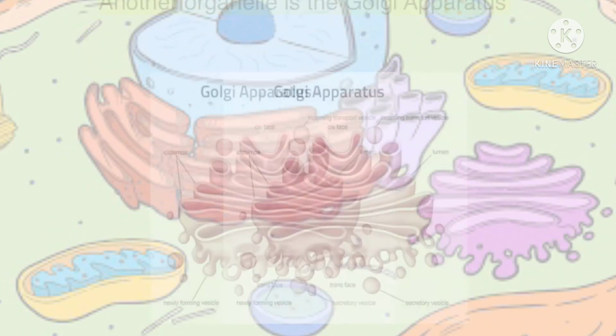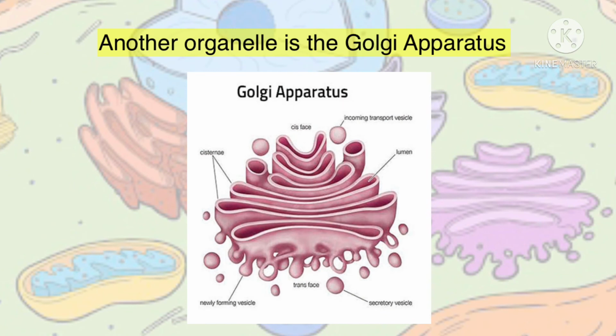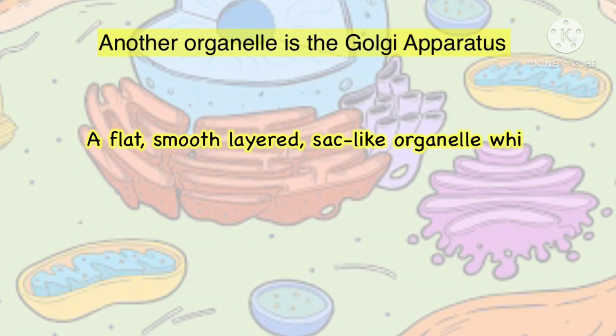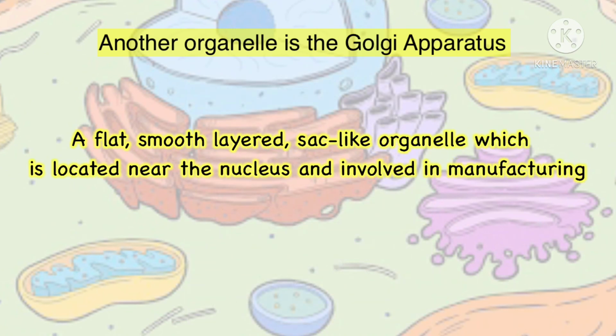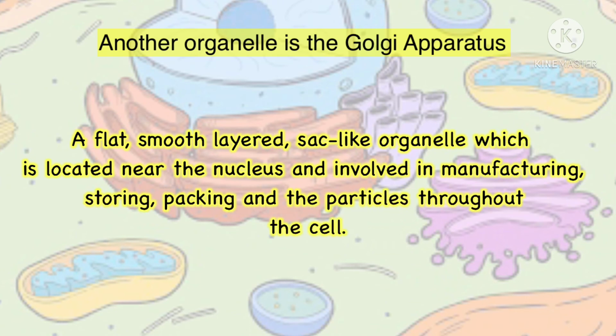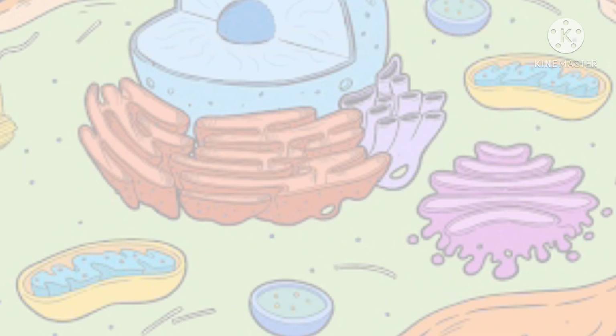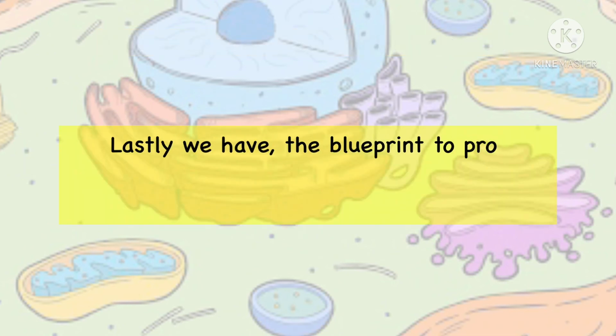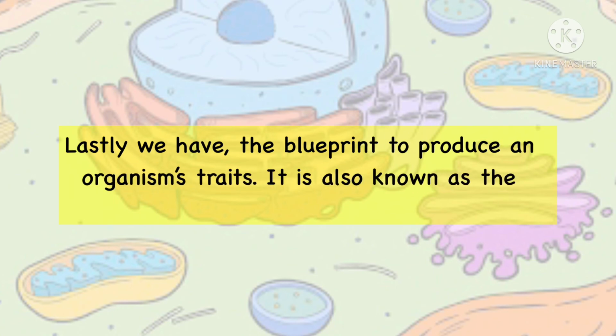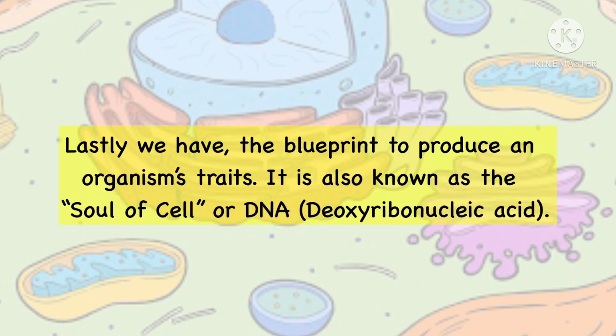Another organelle is the Golgi apparatus, a flat, smooth-layered, sac-like organelle which is located near the nucleus and involved in manufacturing, storing, packing, and transporting the particles throughout the cell. Lastly, we have the blueprint to produce an organism's traits. It is also known as the soul of the cell, or DNA, deoxyribonucleic acid.